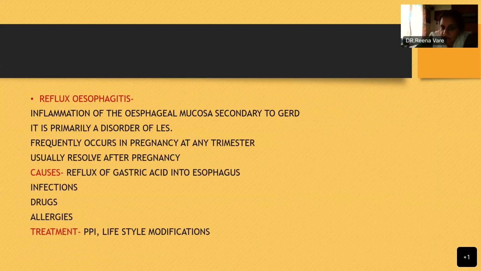The second part is reflux esophagitis, where again there is inflammation of the esophageal mucosa, but this is secondary to gastroesophageal reflux. It is basically a disease of the lower esophageal sphincter, usually occurs in pregnancy, can occur in any trimester, and after pregnancy in ladies it resolves. Causes are again reflux of gastric acid into the esophagus. There may be some infections, some drugs, or allergies. Treatment is again proton pump inhibitors and lifestyle modifications.